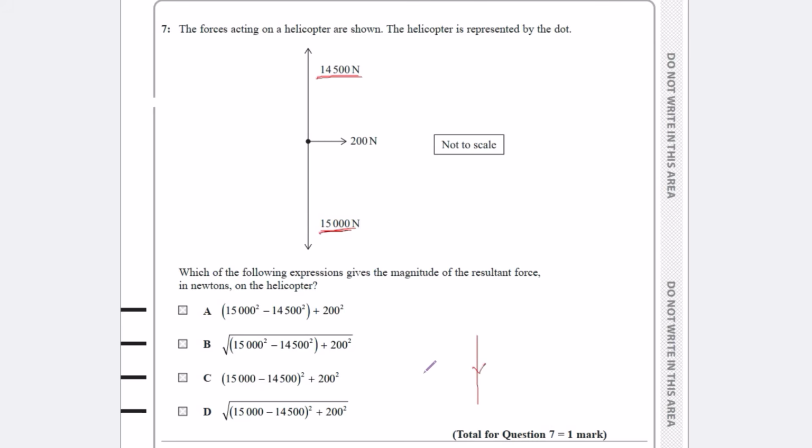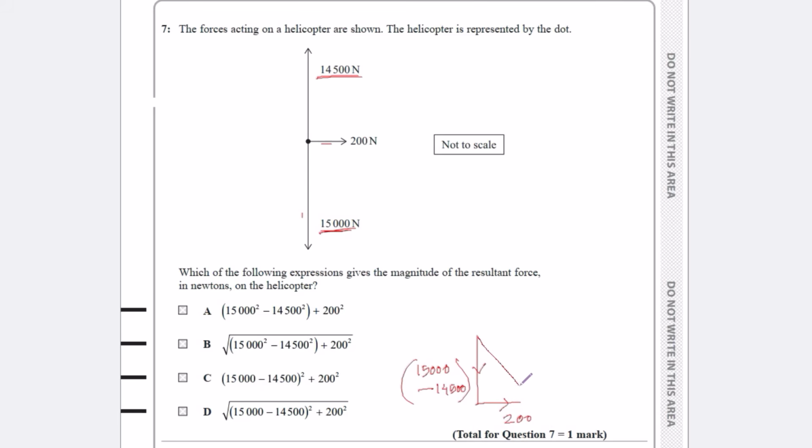This is 15,000 minus 14,500. So when you do this, this is the resultant of these two forces. And if you want to arrange a vector diagram using this as well, the rule stays the same. Vectors must be arranged tip to tail. So at the tip of this vector goes the tail of 200. So this is 200, everybody.